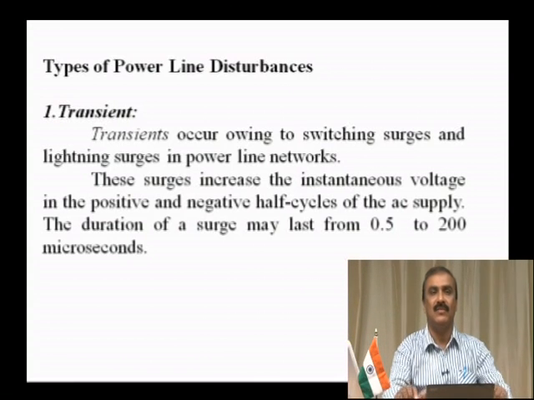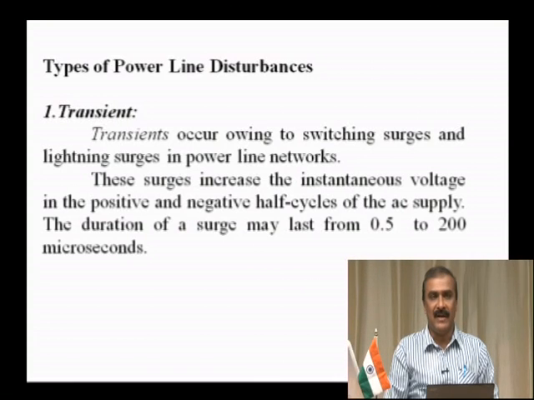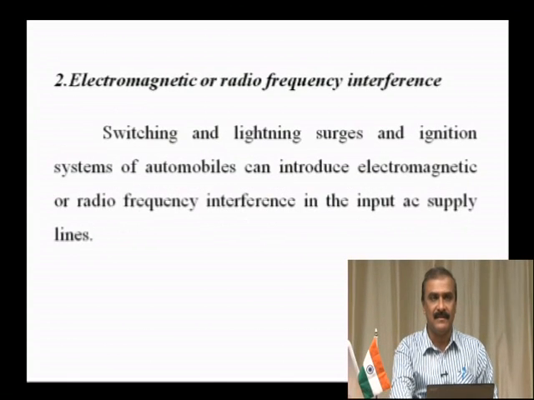Transients occur owing to switching surges and lightning surges in power line networks. Switching surge is a common phenomenon, and lightning surge very rarely occurs, during the rainy season. These surges increase the instantaneous voltage in the positive and negative half cycles. A surge, that means the instantaneous voltage, may last for 0.5 to 200 microseconds. You see the time period of this surge. This is called a transient. So it occurs due to switching surges and lightning surges. This is the first power line disturbance, that is transients.